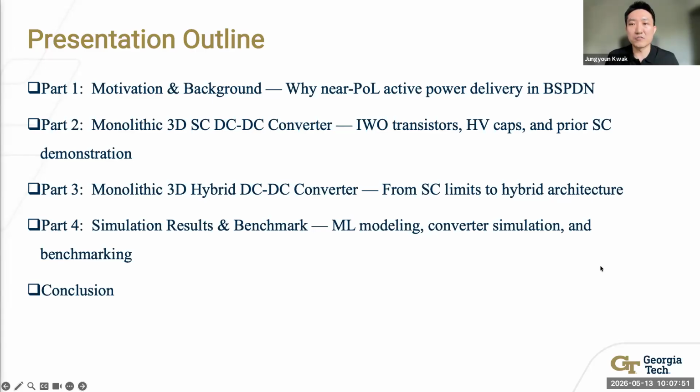Part three explains why a switched capacitor design alone cannot go all the way from 12 to 0.7 volts, and how a two-stage hybrid, buck stage plus switched capacitor stage, solves the problem. We also introduce the trade-off between capacitor density and breakdown voltage, which motivates the need for the proposed hybrid DC to DC converter. Part four shows the simulation results. This includes the machine learning compact model, the full 12 volt to 0.7 volt simulations, the power loss breakdown, efficiency curve, and benchmark comparisons.